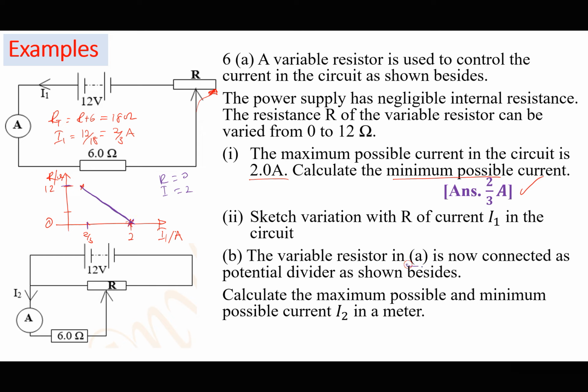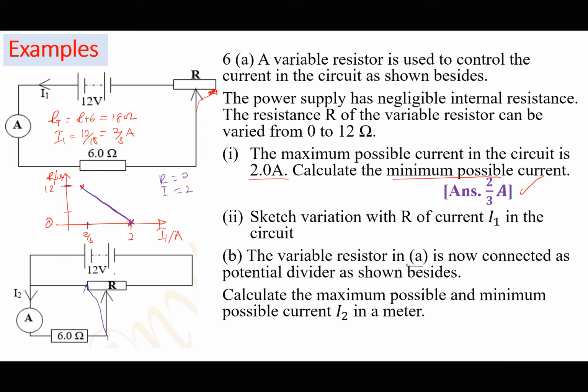The variable resistor in A is now connected as a potential divider, as shown besides. Calculate the maximum possible and minimum possible current. So we can find the maximum possible and minimum possible current here. To have a maximum current, the resistance must be minimum. And how do we have minimum resistance? When we bring the sliding contact here, we cause what we call a short circuit.